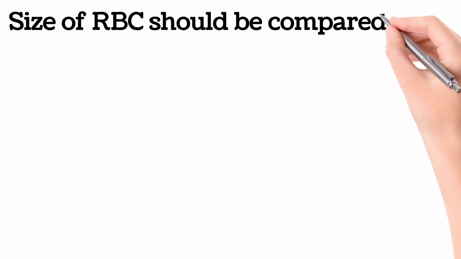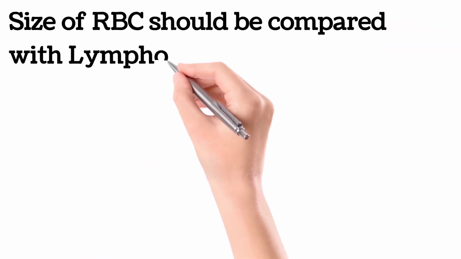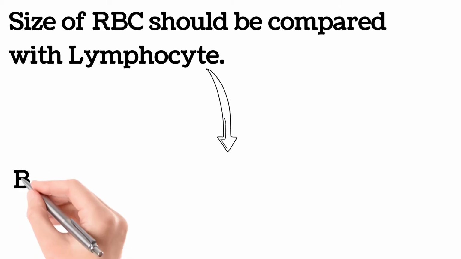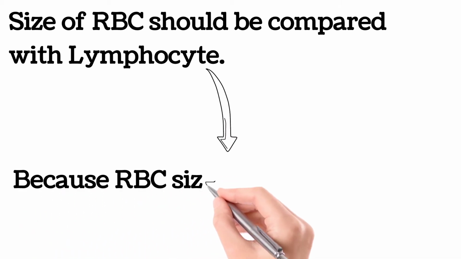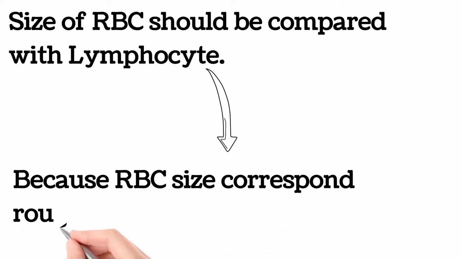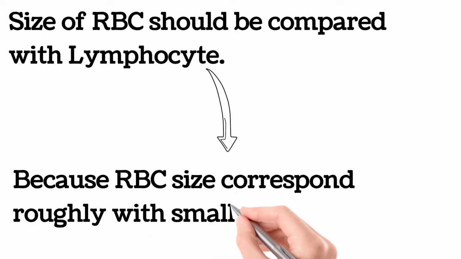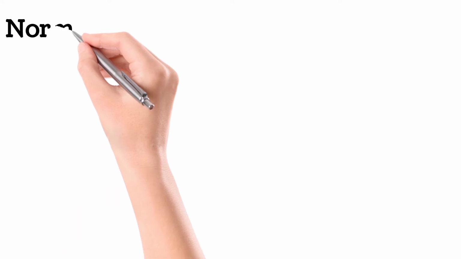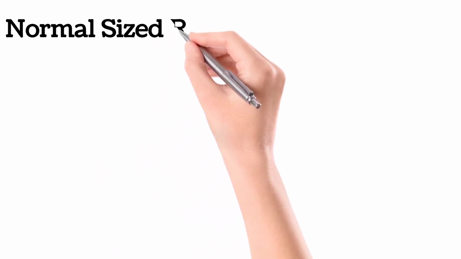And you might have questioned how the size of RBC is assessed. So the size of red blood cell should be compared with lymphocyte, because the red blood cell size corresponds roughly with the size of a small lymphocyte. So the size of red blood cell should be compared with a small lymphocyte.